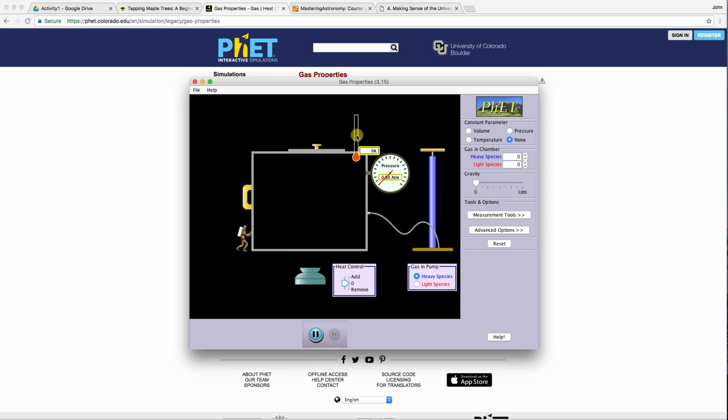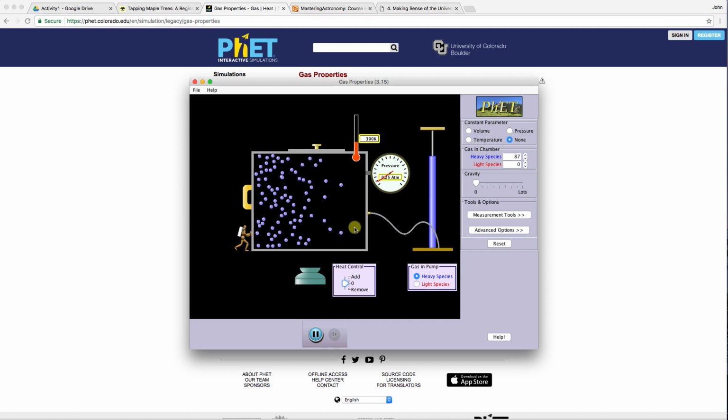This is going to measure the temperature of the gas in the chamber, and here's a lid that you can remove. Let things escape. So you first have to put gas in there. So you hold this little handle and you pump gas into the chamber. Let's give it a couple pumps.